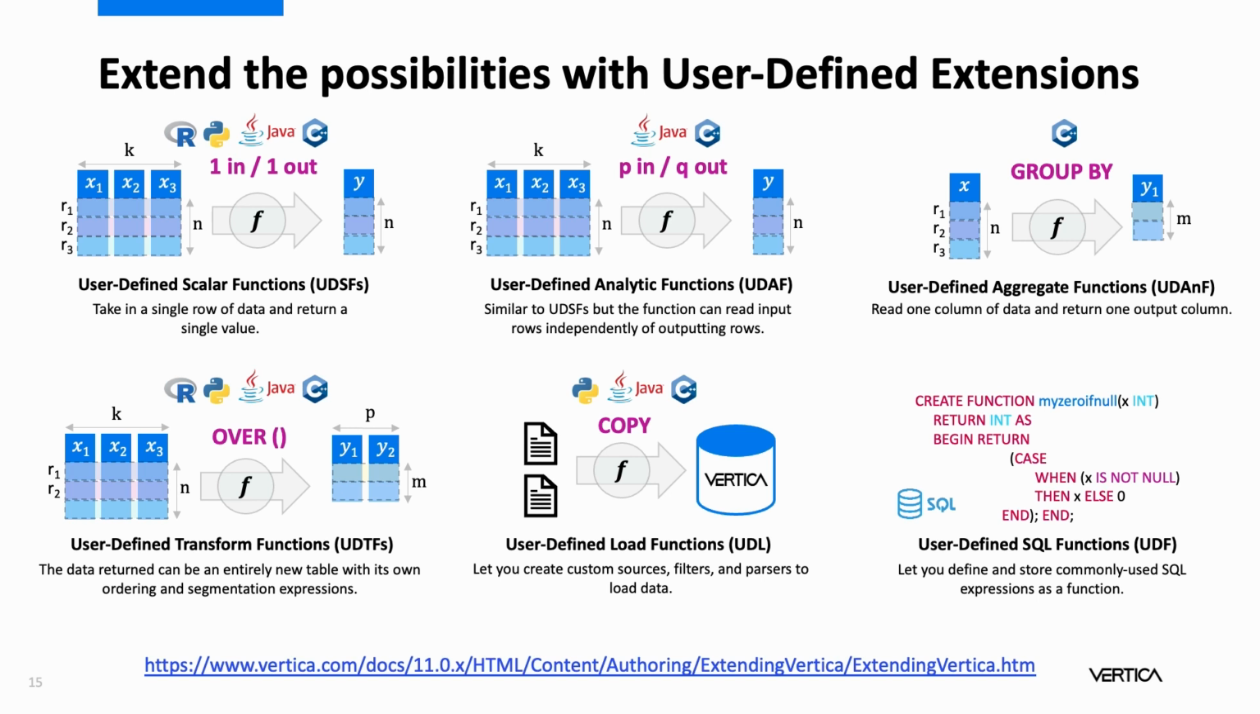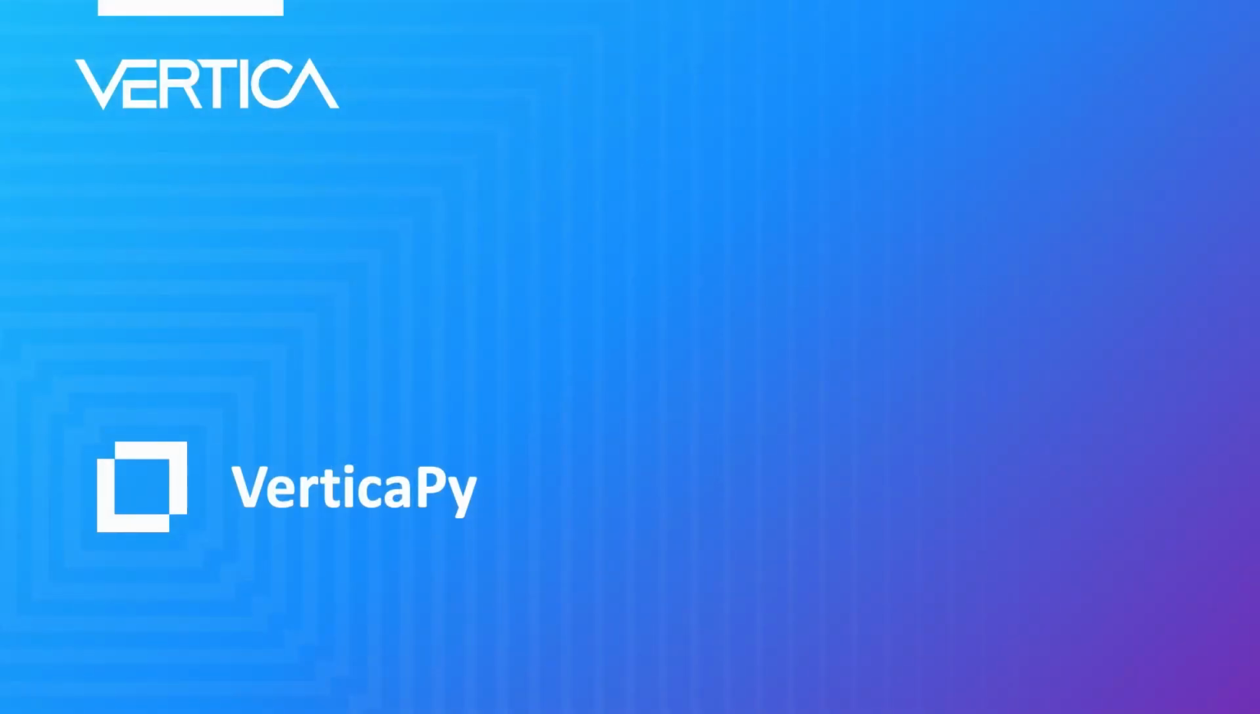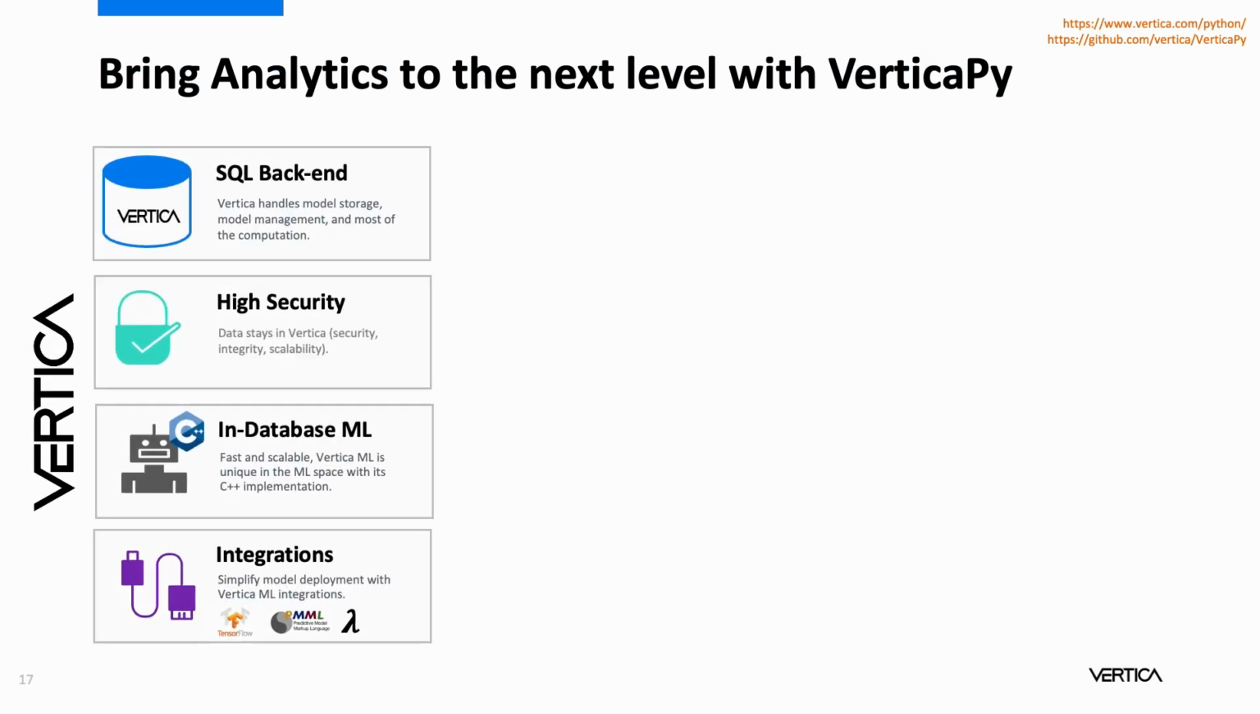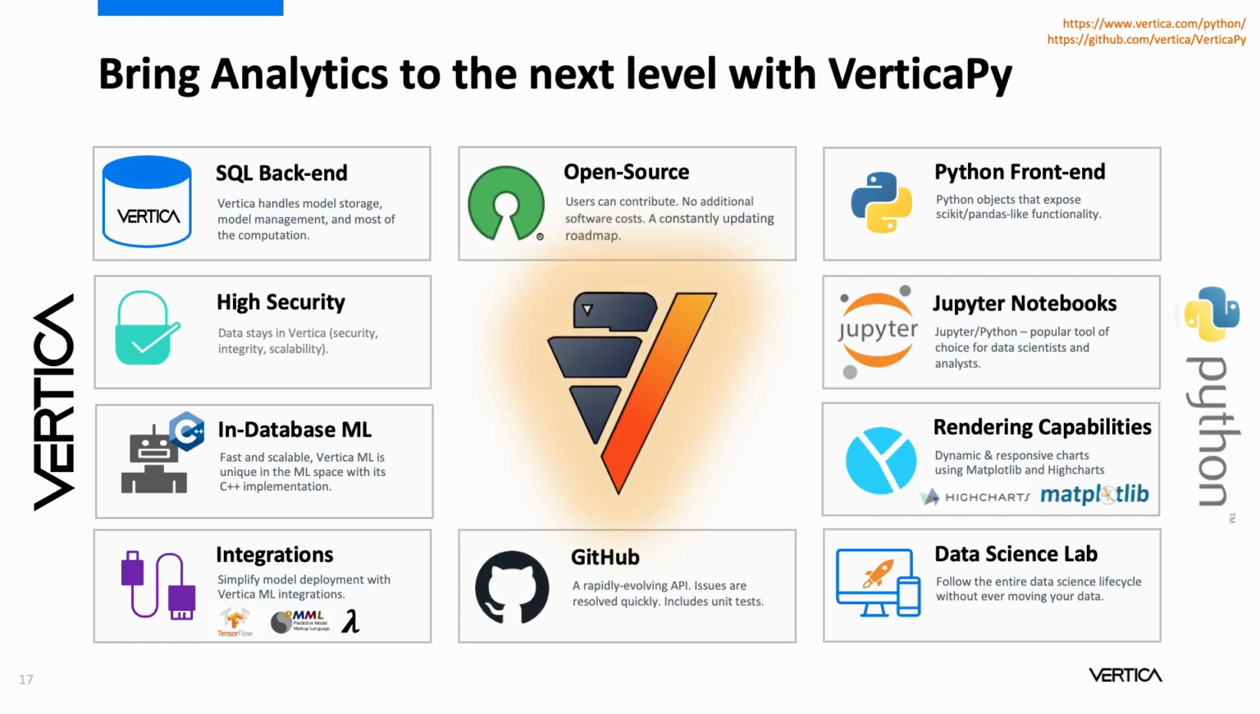When we have such a powerful SDK and so many data science functionalities in our product, a natural idea is to develop a Python layer at the top of it. Vertica is a relational database with high security, in-database machine learning, and many integrations. On the other hand, Python offers one of the best data science experience with Jupyter notebooks, amazing rendering capabilities, and so many interesting extensions. VerticaPy is a layer at the top of Vertica, allowing users to have a Pythonic experience while wielding all the power of Vertica at the same time. It is open source and you can directly contribute on GitHub.